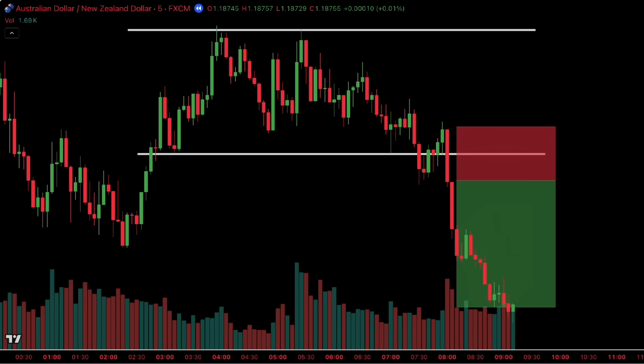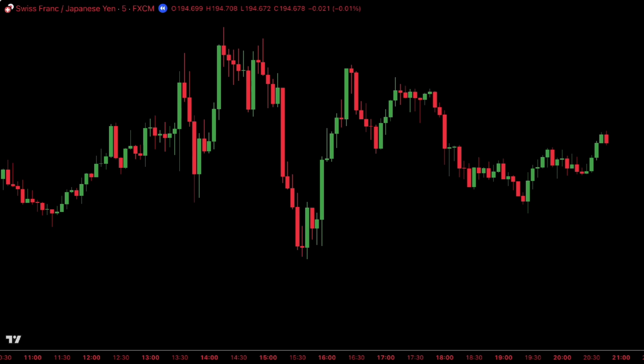And as you can see, the market moves down and reaches the target as expected. This is how you combine market structure, flip levels, traps, volume, and higher time frame confirmation to find high probability setups with precision. Now let's move to the third type of market you will often find.